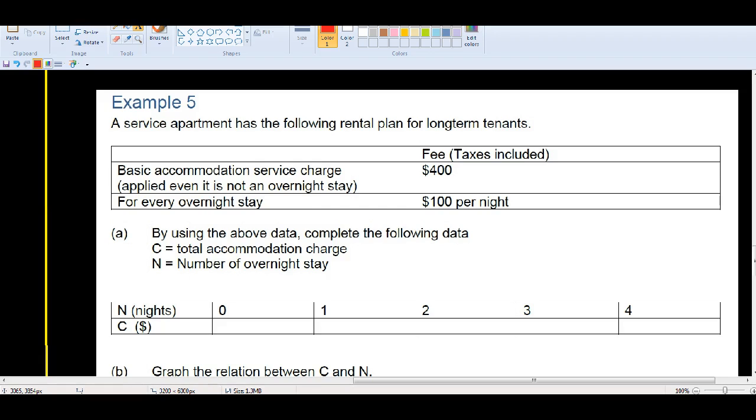It's a bit like the telecommunication plan for a mobile phone, a data plan, right? Even though you don't use the service, they still charge you. Even if you're not staying overnight, in this case they still charge you a basic charge fee. Just like when you use a mobile phone, even if you don't use any data, they still charge you a basic fee for service.